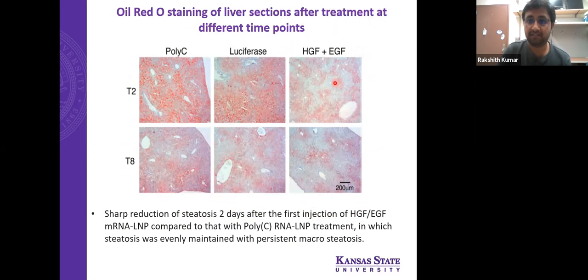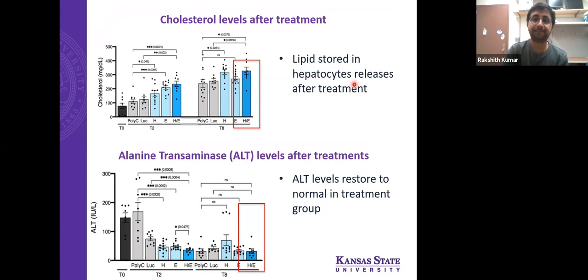when we compare with T2. They have not given the baseline picture. So they found that the lipid accumulation in the liver was reduced when they injected the HGF and EGF combination mRNA, and also the cholesterol levels were increased on T8 with the combination of HGF and EGF. The lipids stored in the hepatocytes were released into the bloodstream.